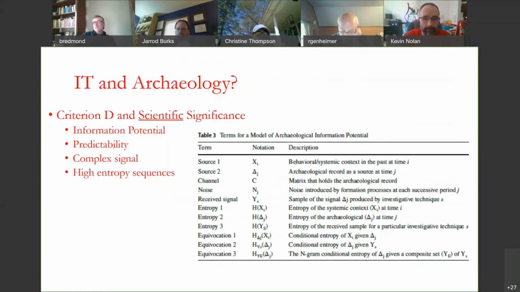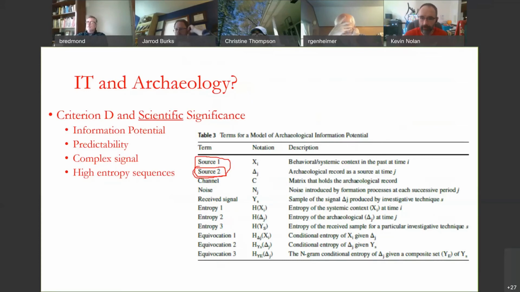This table here is table 3 in the paper, and it spells out the terms of the model that I'm developing for how we can apply these mathematical concepts, relational concepts defined for communications theory and computer science, to the archaeological record. One thing you'll notice that is different from the original information theory is that I have two sources. This is what I was talking about when I referenced issues with methods and what we're observing versus what we want. We only have direct access to source 2, the archaeological record.